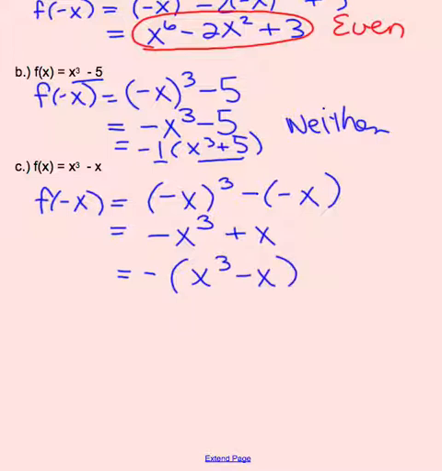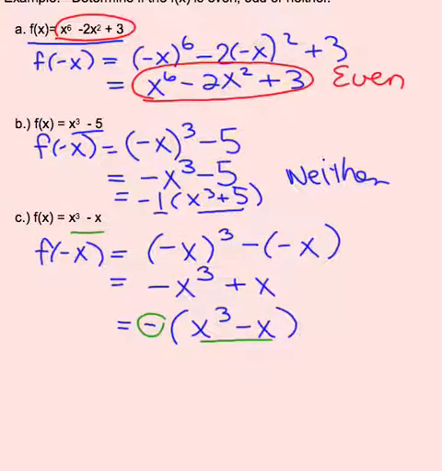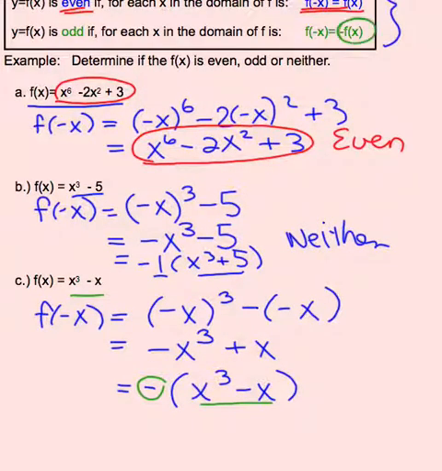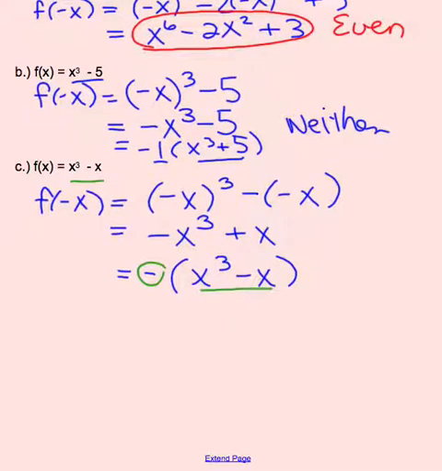If we look at this piece and this piece, they are exactly the same, so that's the original function with a negative. So if we scroll back up here, this is what we have, so it is an odd function. So it is symmetric about the origin.